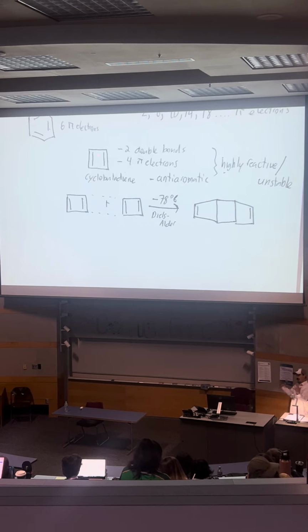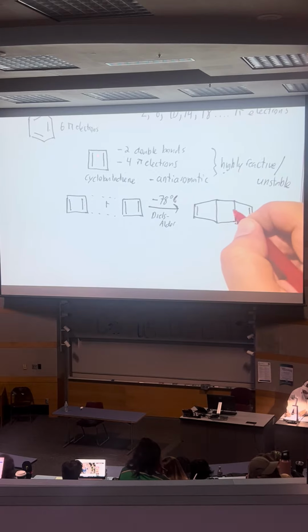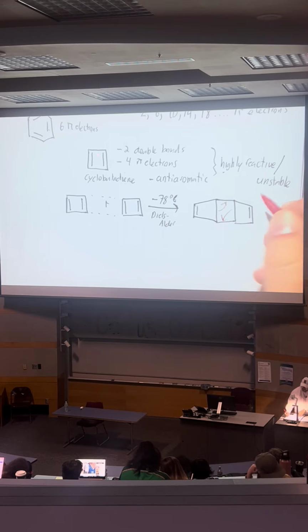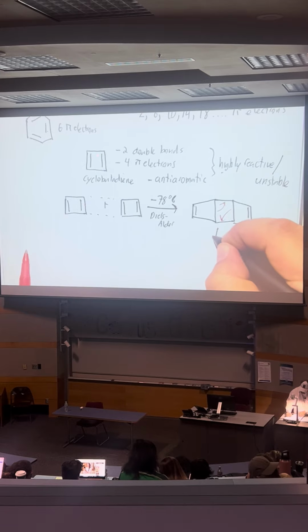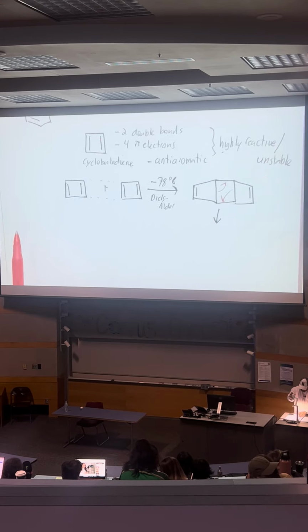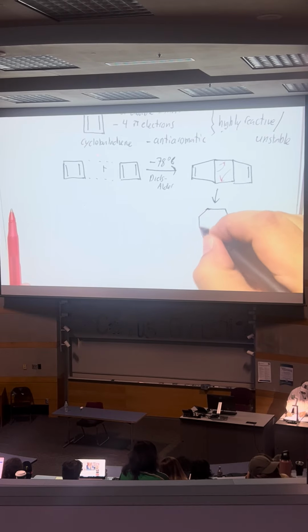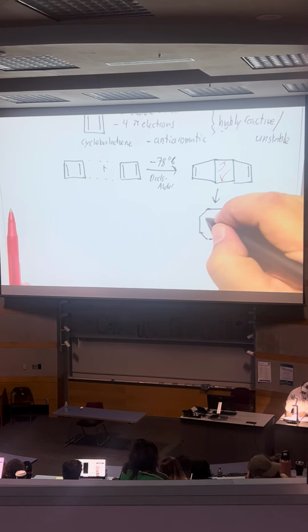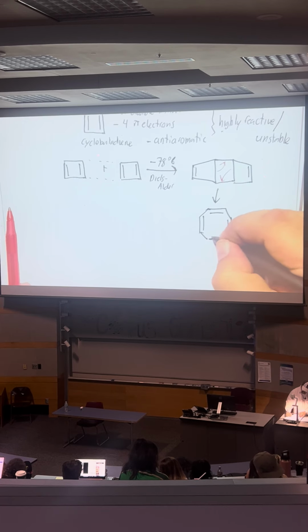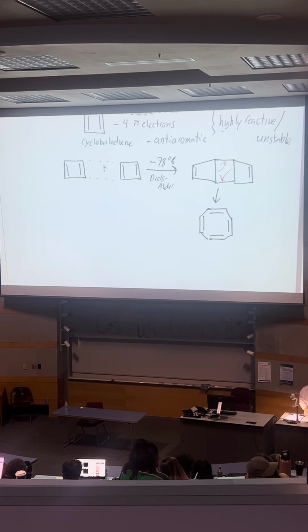So it is a bicyclic system. But then even this is unstable, so then what happens is this bond moves here, the electrons of that bond move upstairs, and so the product of cyclobutadiene reacting with itself is the following cyclic structure. It looks like that. And so that is cyclooctatetraene.